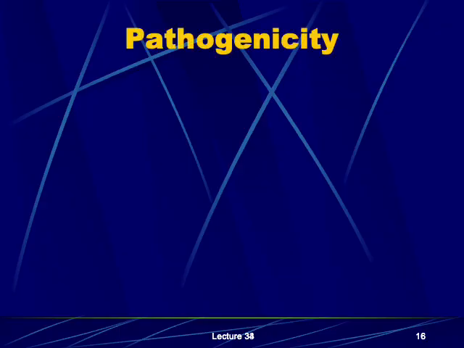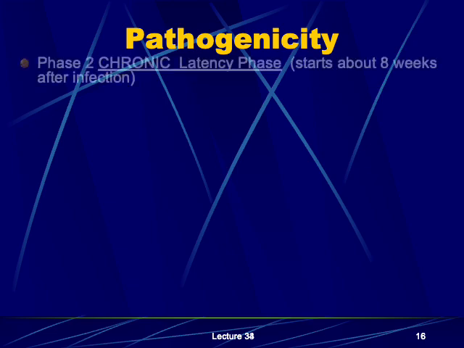So welcome back to part 2. So we're discussing the pathogenicity of HIV. We've gone through the acute phase. Someone feels like they just went through the flu-like symptoms. They've gotten over it. They seem perfectly fine. Now they enter the second phase, which is the chronic latency phase. It starts, depending on the individual, about 2 months after the initial infection.